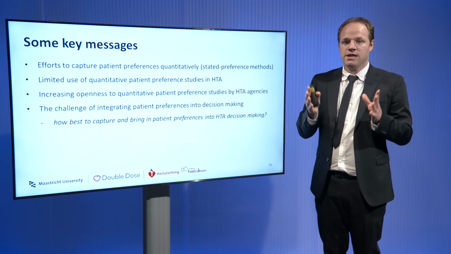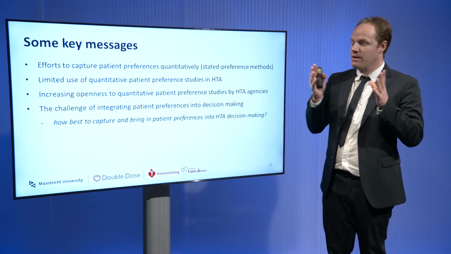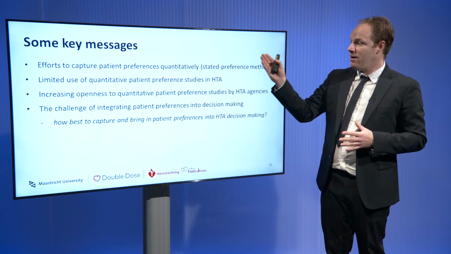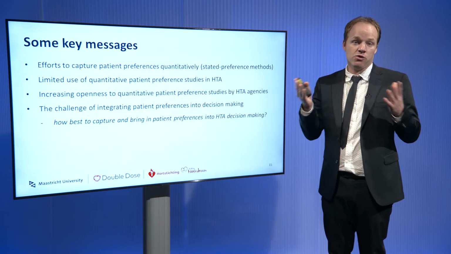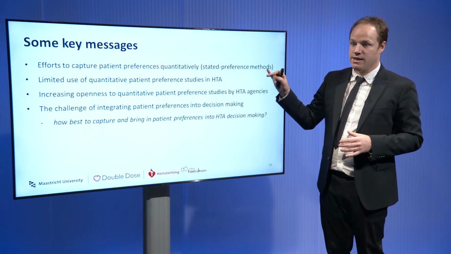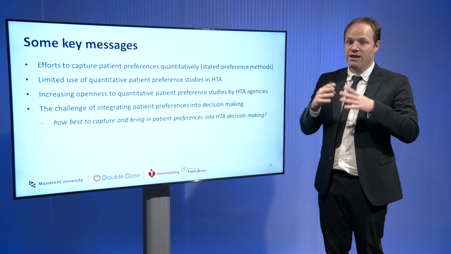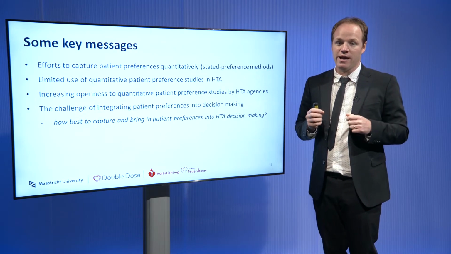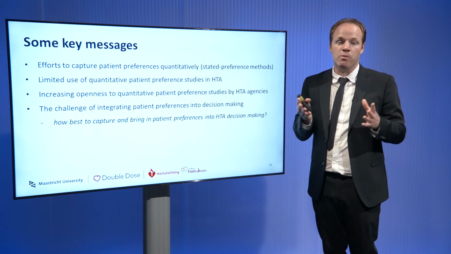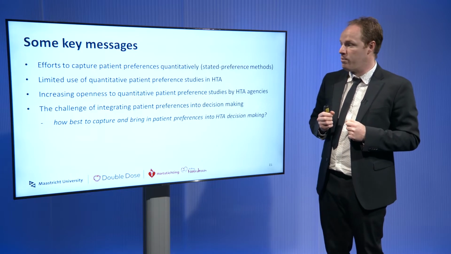Some key messages also regarding this: there were some efforts to capture quantitatively the preferences of patients. To measure preference, we have qualitative methods, when we just interview some patients, in individual interviews or focus groups, or we have quantitative methods like stated preference methods. And the use, for example, of the discrete choice experiment has really increased in recent years to collect data about the most important characteristics for patients.